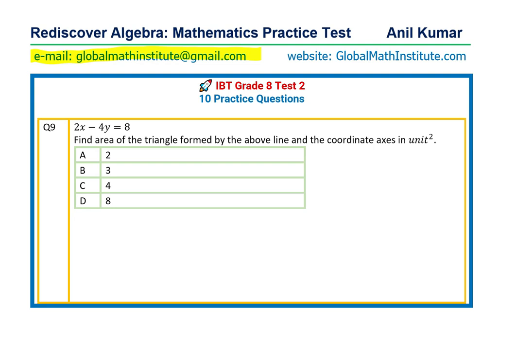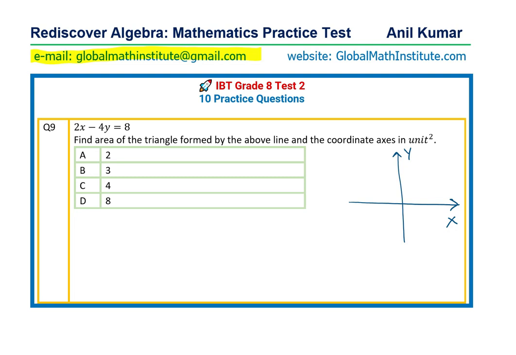Now we have 2x minus 4y equals 8. Find the area of a triangle formed by the above line and the coordinate axes in unit square. It's a very difficult question. Now, the idea here is to understand how we are going to form this particular area. This equation tells us that there is a line. We have to find where it crosses the x-axis and where it crosses the y-axis.